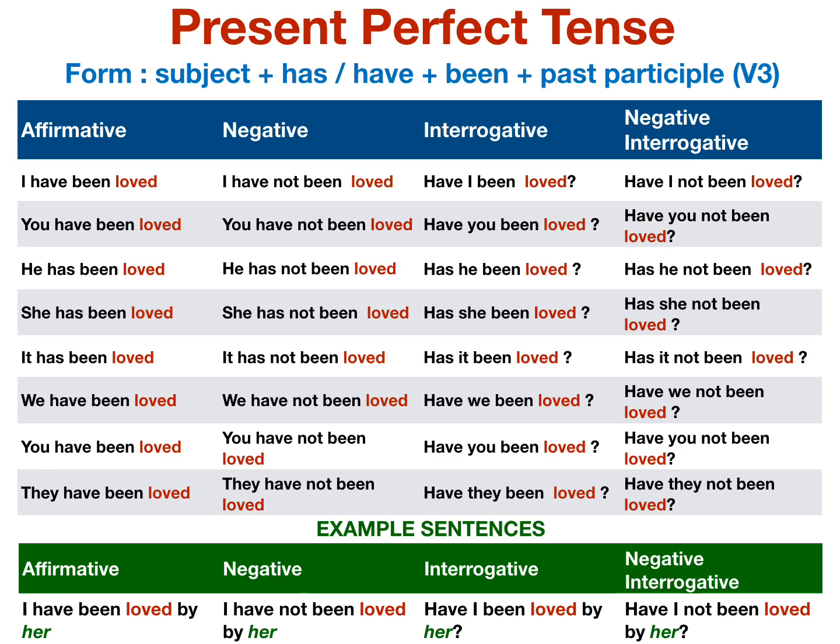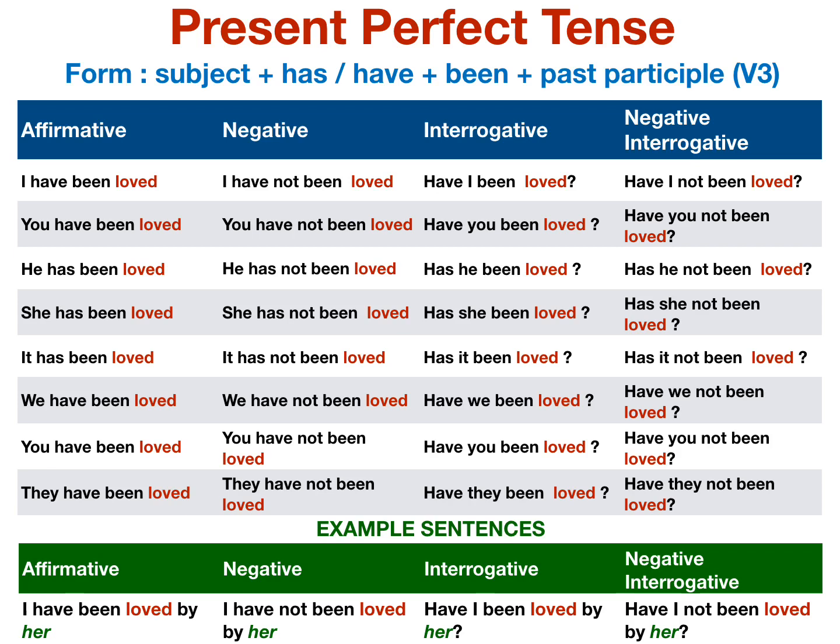He has been loved. He has not been loved. Has he been loved? Has he not been loved? She has been loved. She has not been loved. Has she been loved? Has she not been loved? It has been loved. It has not been loved. Has it been loved? Has it not been loved?